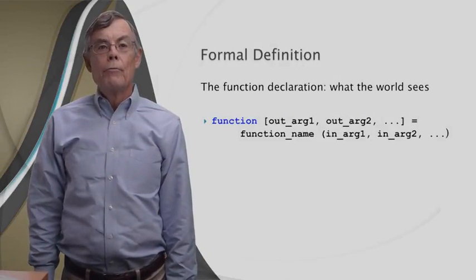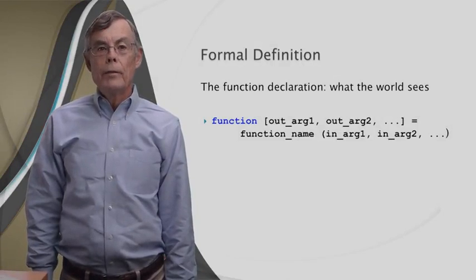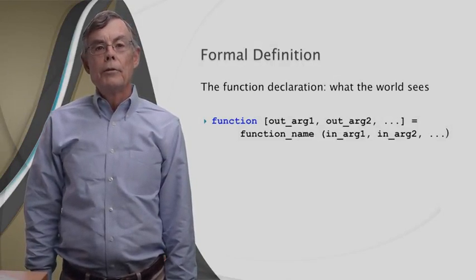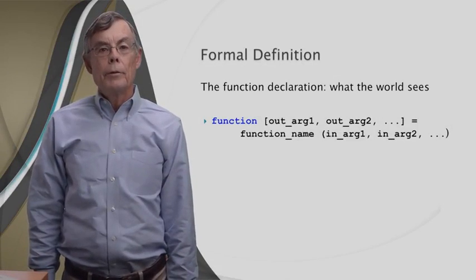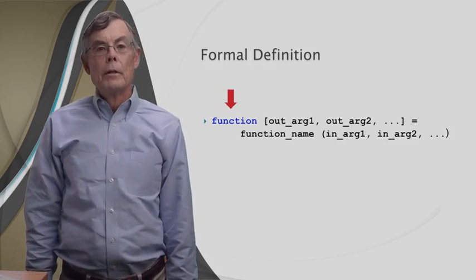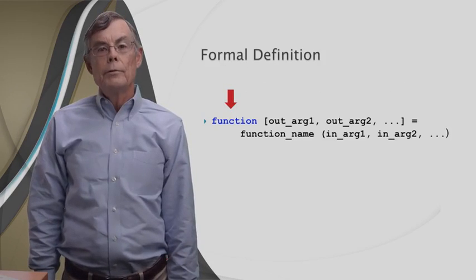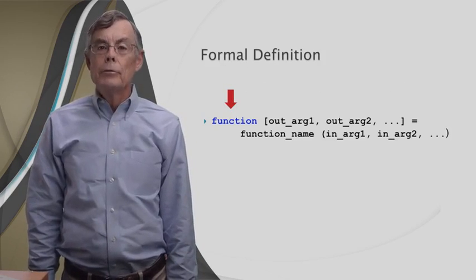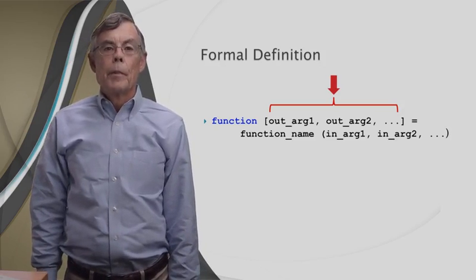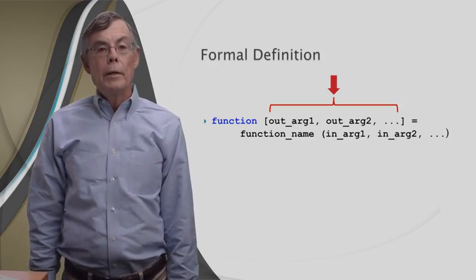We know enough to study the formal definition of MATLAB functions. A function's interface with the world is defined in a header at the beginning, and that header is called the function declaration. The declaration starts with the function keyword, and to remind you that it's a keyword, MATLAB highlights it for you in blue. Then come the output arguments, if you have any.